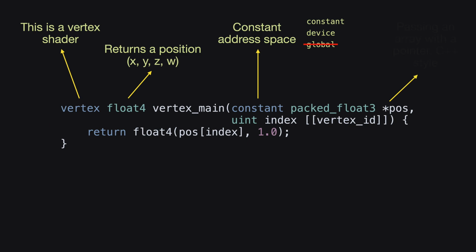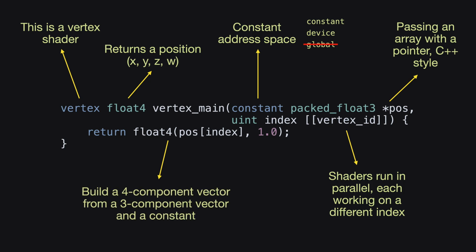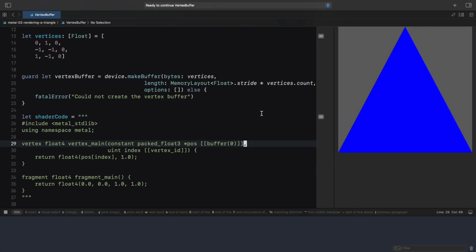The type of our first parameter is a pointer to the packed vector of 3 floats. We will get to the packed part in a minute when we talk about alignment. Next comes the index. Vertex shaders can process each buffer element independently, so we need to know which index we are working on. The function body is straightforward. We return the position at the given buffer index, setting the perspective parameter to 1.